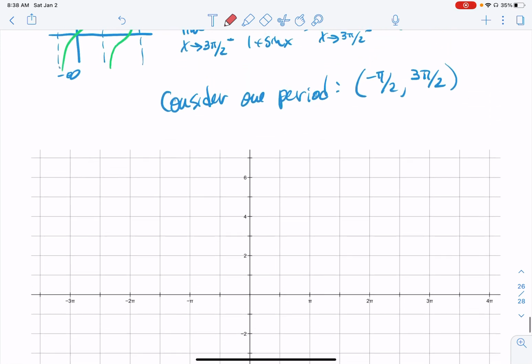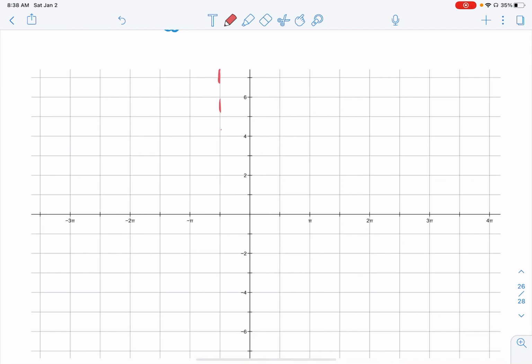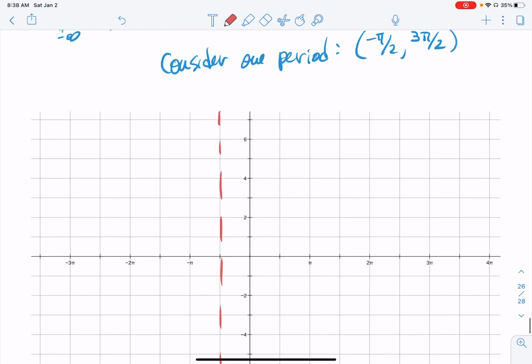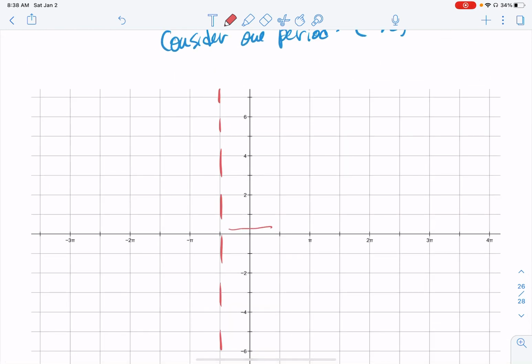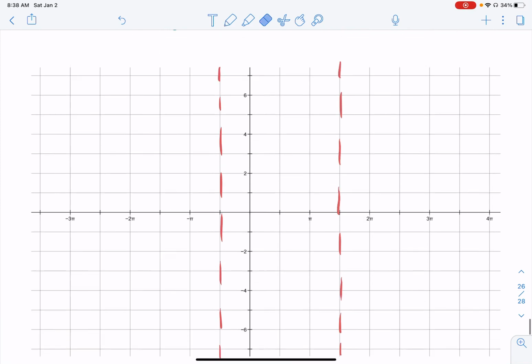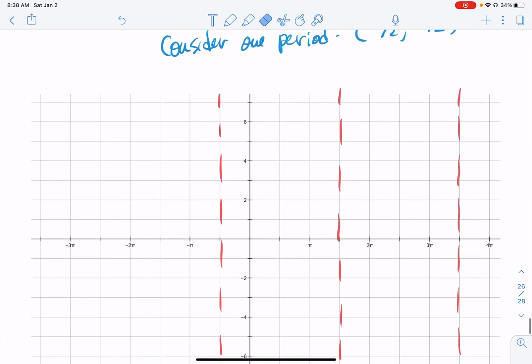So let's throw in some asymptotes. Negative pi over 2, that's this guy. And then we want to go 2 pi from that. So pi is 2 of these boxes: here's 1 pi, and then here's 2 pi's. So you can see that it's a total of 4 boxes. Throw in the rest of them, and then we'll see, do we have enough room? 1, 2, 3, 4. Of course we have enough room.